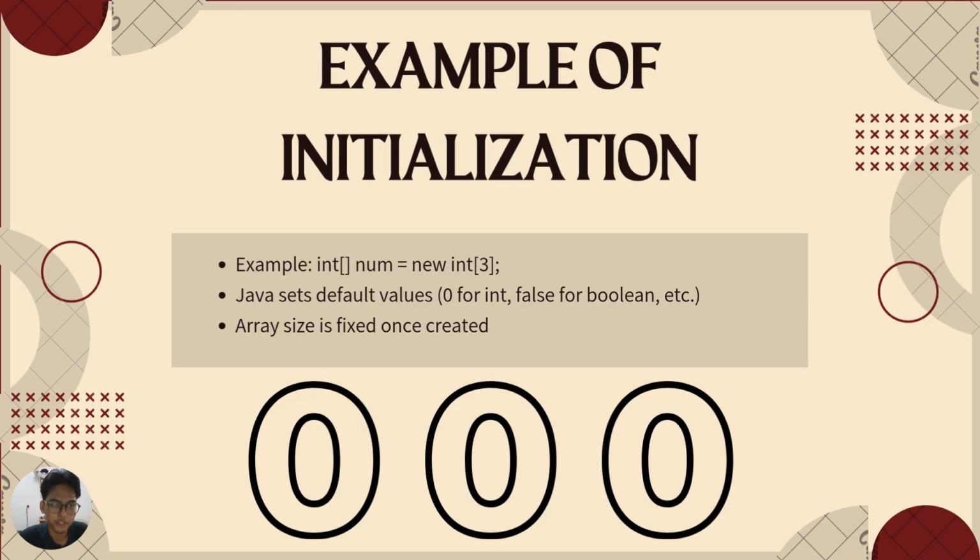The examples of initializations of arrays are as follows. Example: int[] num = new int[3]. Java sets default values: 0 for integer, false for boolean, and so on. This means that whenever we create an array, it will always start with the default values for each element. Array size is fixed once it is created.